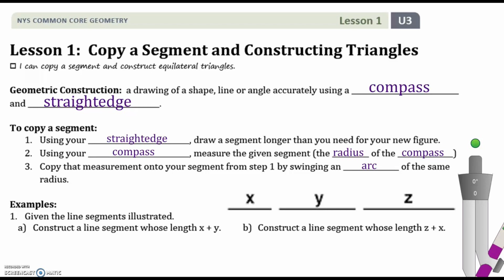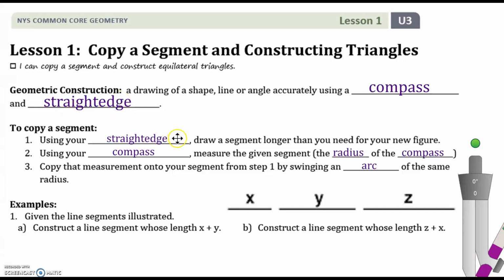Everyone, it's Mrs. Griffin with the Unit 3 Lesson 1 video. We're going to be talking about copying segments and constructing triangles. The word construction means that you're going to create a figure using a compass and a straight edge. So for these lessons, you need to make sure you have a compass and a straight edge.